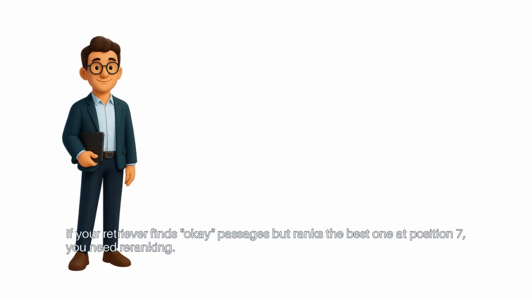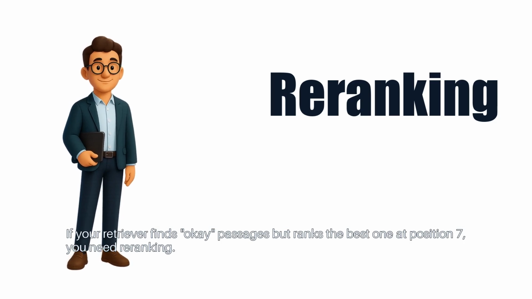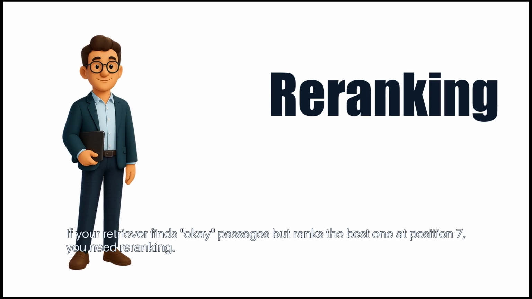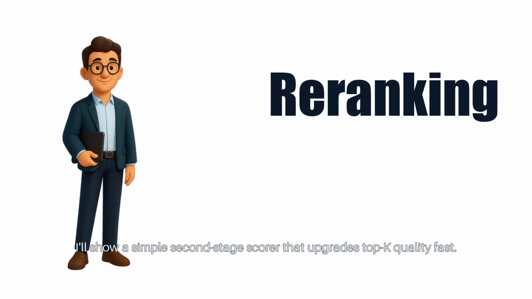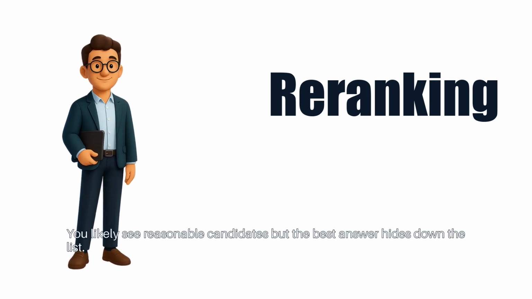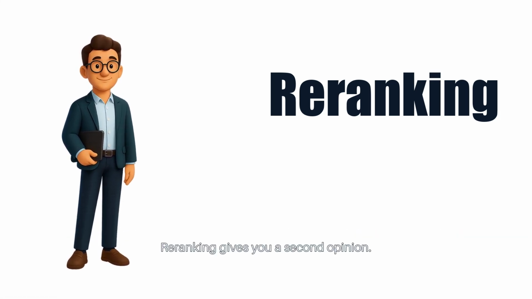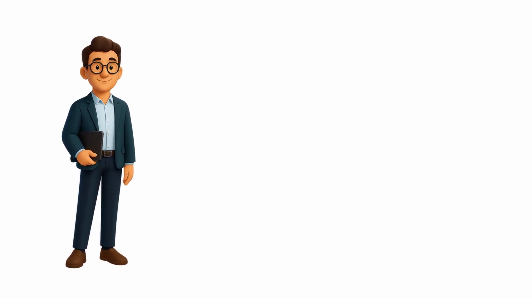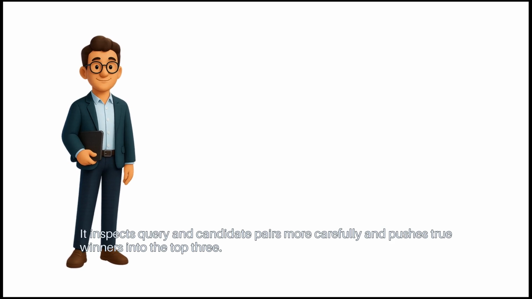If your retriever finds okay passages but ranks the best one at position 7, you need re-ranking. I'll show a simple second stage scorer that upgrades top K quality fast. You likely see reasonable candidates, but the best answer hides down the list. Re-ranking gives you a second opinion. It inspects query and candidate pairs more carefully and pushes true winners into the top 3.